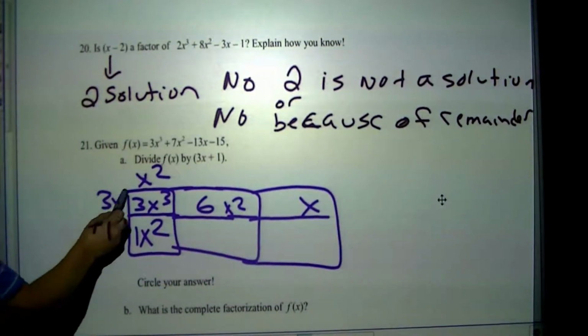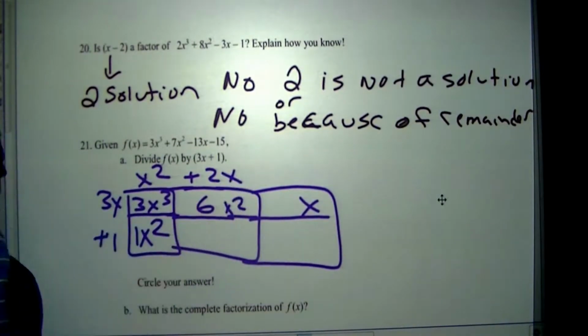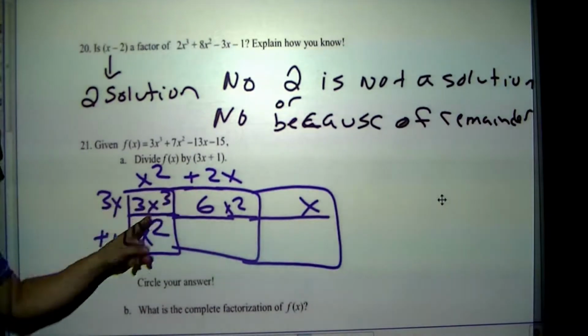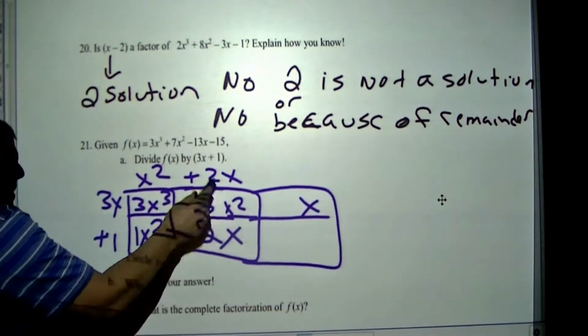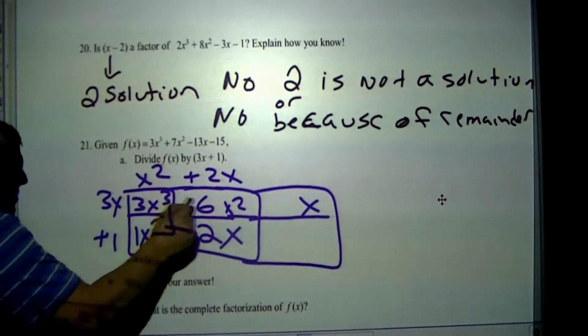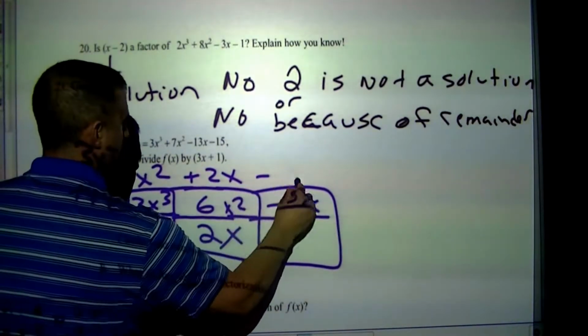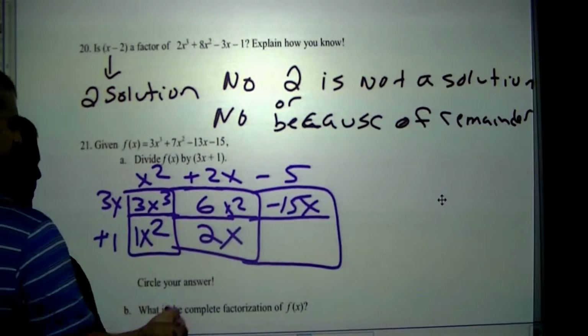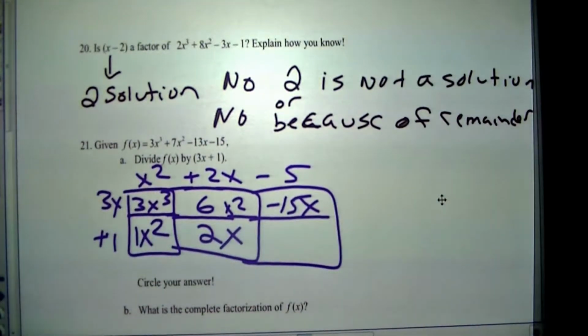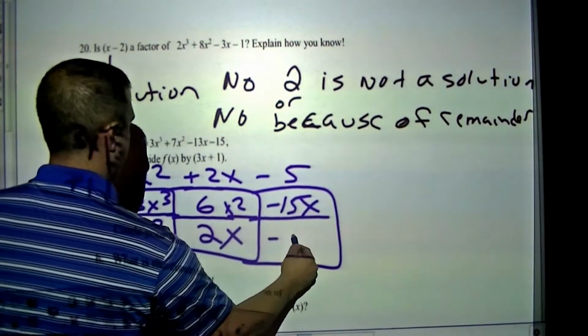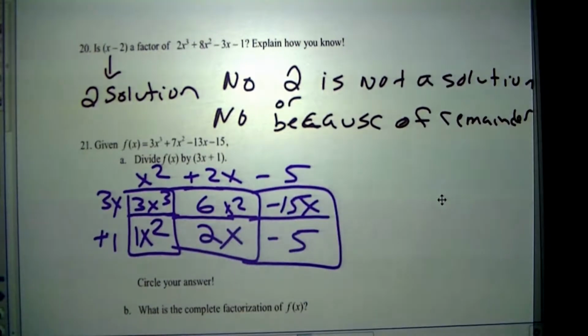Okay? The only way that works is if that's 2x. Okay? Alright? That would give me 2x. I've got to get my x's to be negative 13, so that's negative 15 is the only way that would get to negative 13. The only way that logically works is that's negative 5, okay? All right, and this would be my answer, negative 5 there, okay?